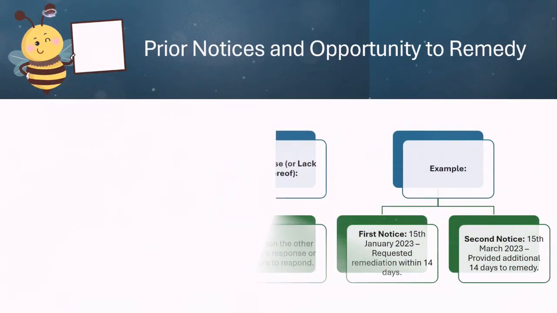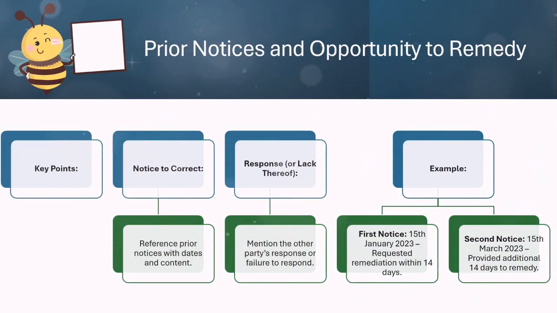Before you pull the trigger on termination, FIDIC often requires you to give the other party a chance to fix things. This is where prior notices and opportunity to remedy come into play. Reference any notices you've already sent, detailing the issues and giving them a specific time frame to address them. For example, you might have sent a notice on January 15th and a follow-up on March 15th, requesting remediation within 14 days each time. Highlight whether they responded or not. This step shows you've given them a fair chance to correct their course before deciding to terminate.